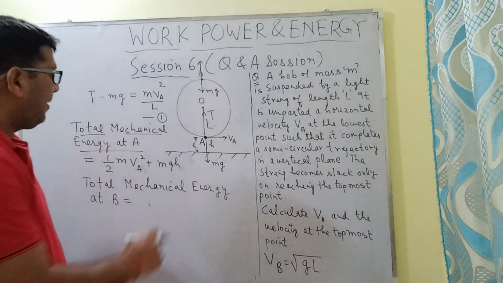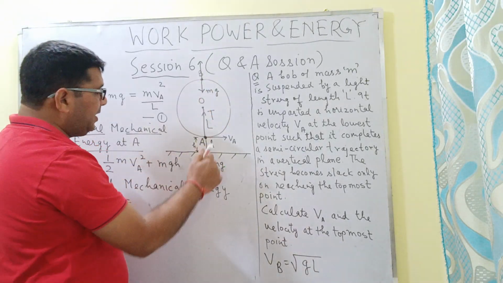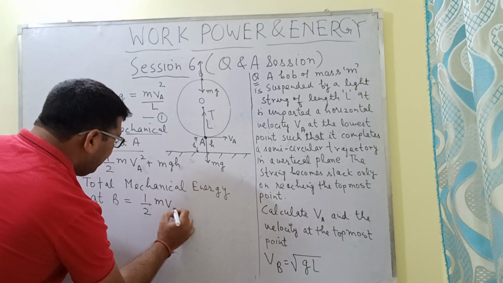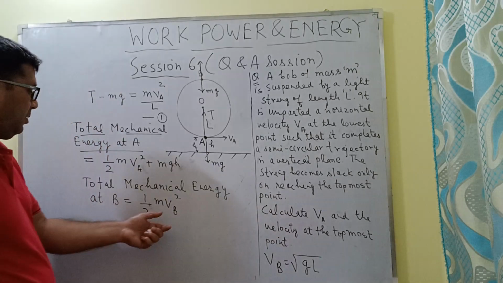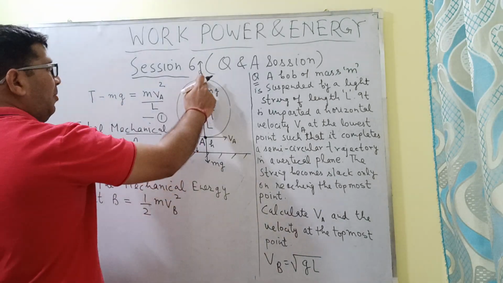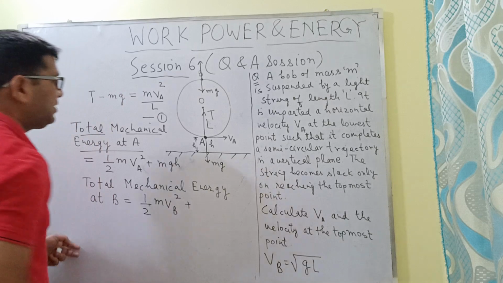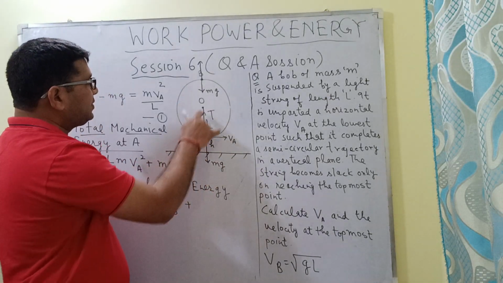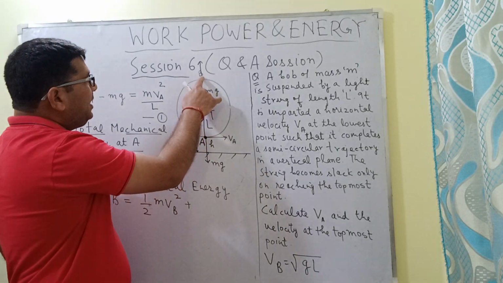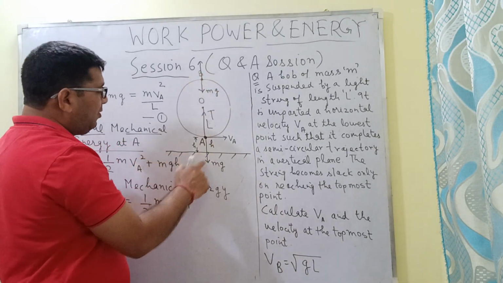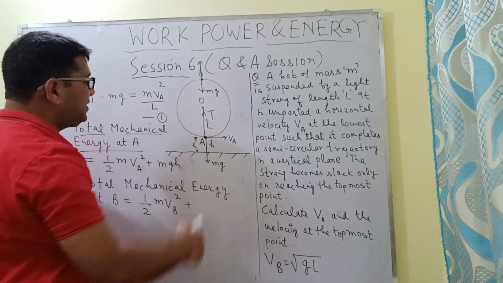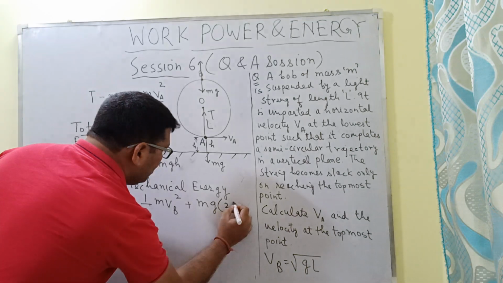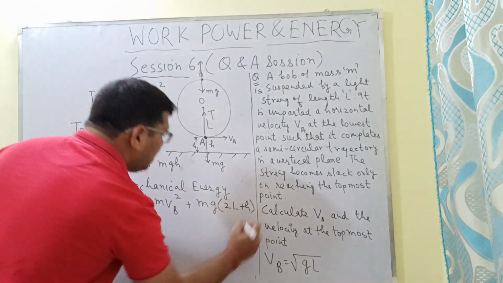The total mechanical energy at B will be equal to half m VB square. This is the kinetic energy of the bob at this point B, plus the potential energy. Now the potential energy is equal to how much? This is h, L plus L, this is the radius. So the height of this point B from the ground will be equal to 2L plus h. So m g into (2L plus h).